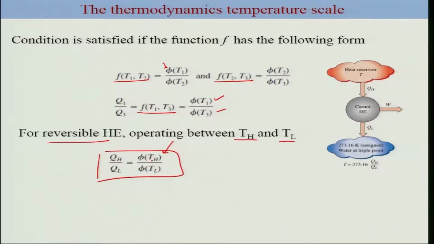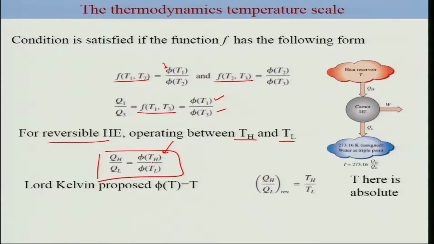Now there are many functions which would satisfy this. One of the functions proposed by Kelvin was simply replacing phi(T) by the temperature in absolute terms. In other words, based on the Kelvin proposal, we can write QH by QL for the reversible heat engine as simply the ratio of TH by TL. This became the basis of your Kelvin or thermodynamic scale.